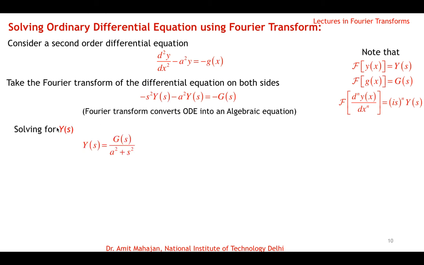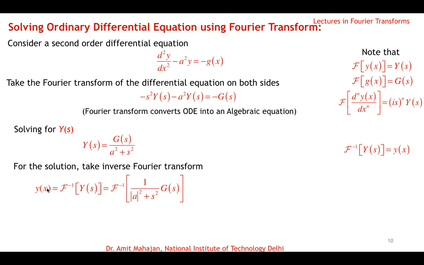Okay, so solving for Y(s), we will get that Y(s) is G(s) divided by s squared plus a squared. Once we have Y(s), we can calculate using the inverse Fourier transform, because the Fourier transform of y(x) is Y(s), so the Fourier inverse of Y(s) must be y(x). So this rule holds because of this assumption. So apply the Fourier inverse transform on both sides.